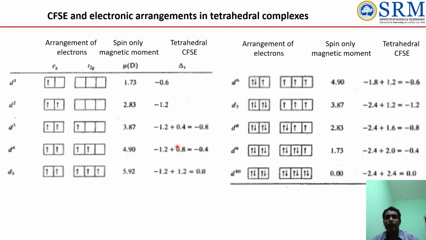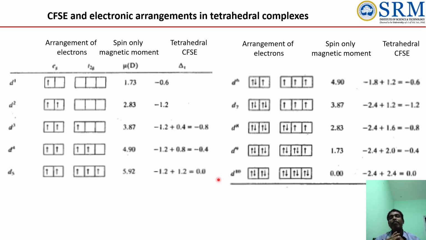The only point I would like to really emphasize with respect to tetrahedral complexes is that, irrespective of whether the ligands are weak or strong, tetrahedral complexes will form high spin complexes. The reason is that for tetrahedral complexes, delta T, the splitting energy, is smaller compared to the octahedral complex. The correlation between delta T and delta O is a magnitude of 4/9. So we have a standard formula that can be discussed as we go along.